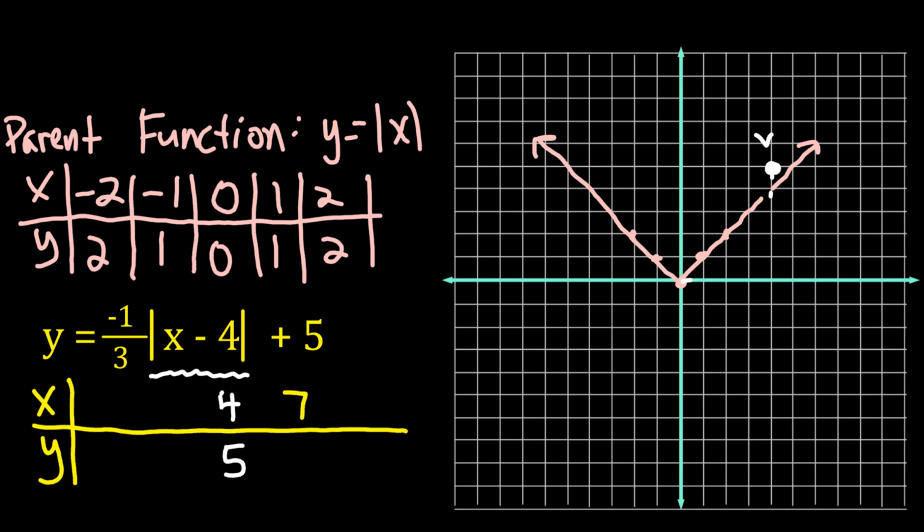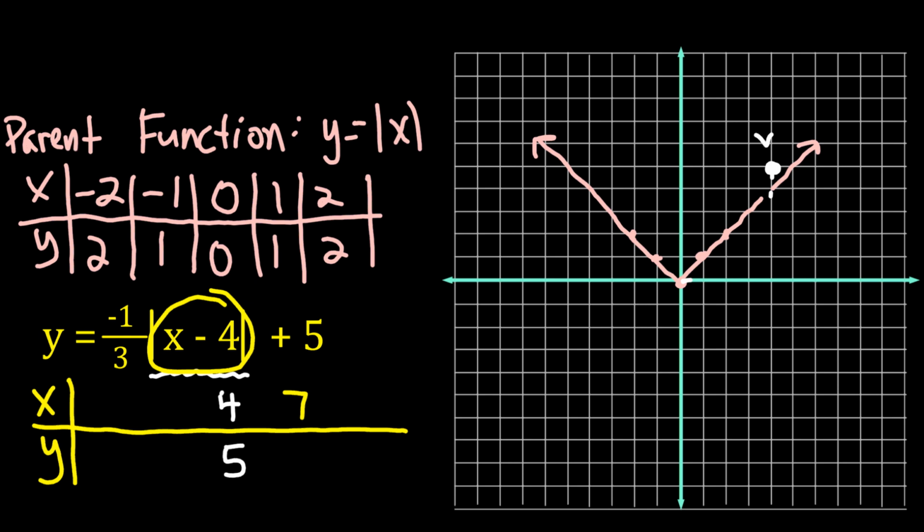And so if I do 7 minus 4, that's 3. The absolute value of 3 is 3. And then 3 times -1/3 is -1. And so you notice how I picked 7 so that the stuff in the absolute value gives me a multiple of 3. So when I multiply it by -1/3, I get a nice integer value or whole number.